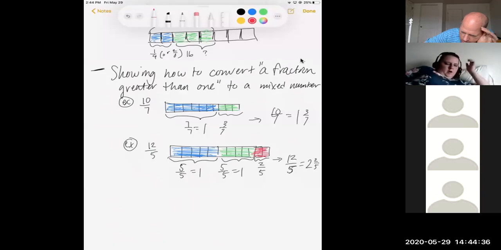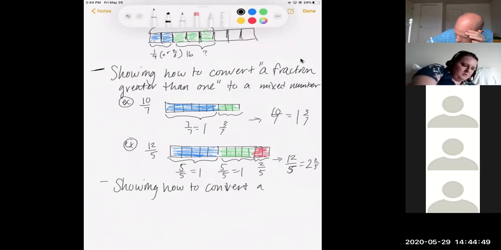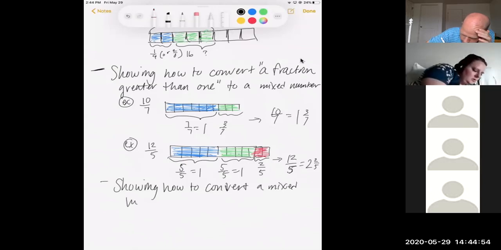Okay, one more thing is just a couple examples showing how to convert a mixed number to an improper fraction, or a fraction greater than 1.